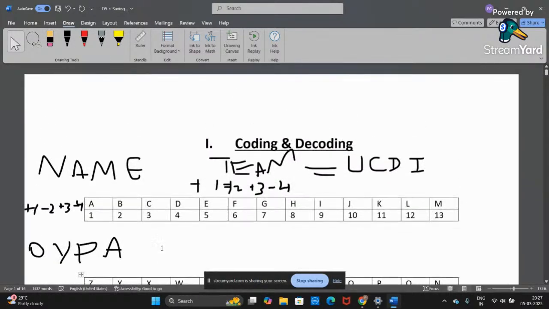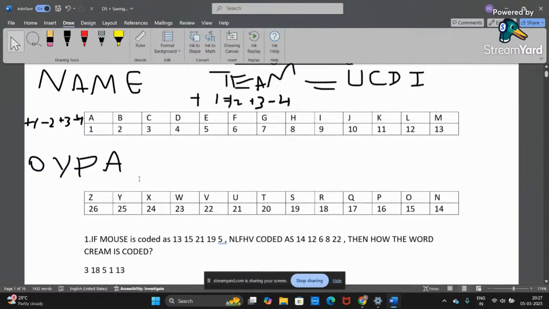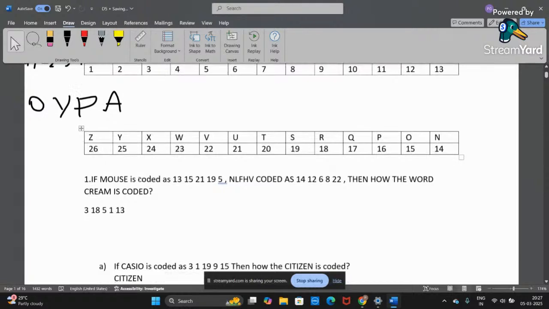So this is how we are going to solve the problems on coding and decoding. Before solving problems on coding and decoding, first we need to write the table with the numbers. Let's solve one more problem on this.